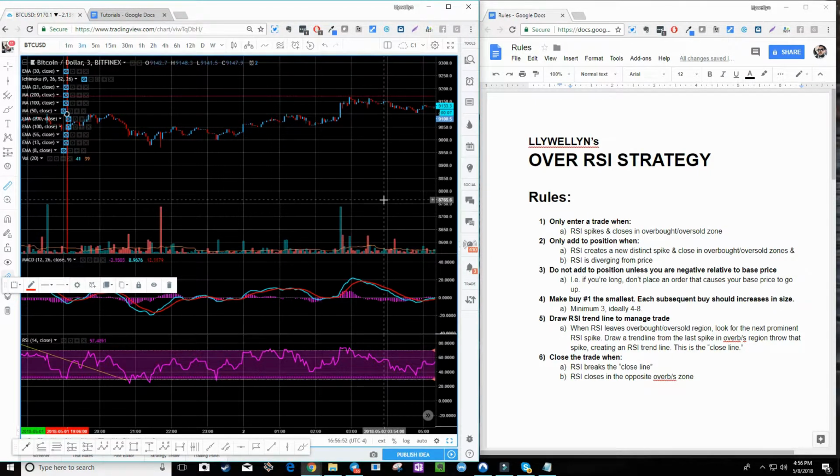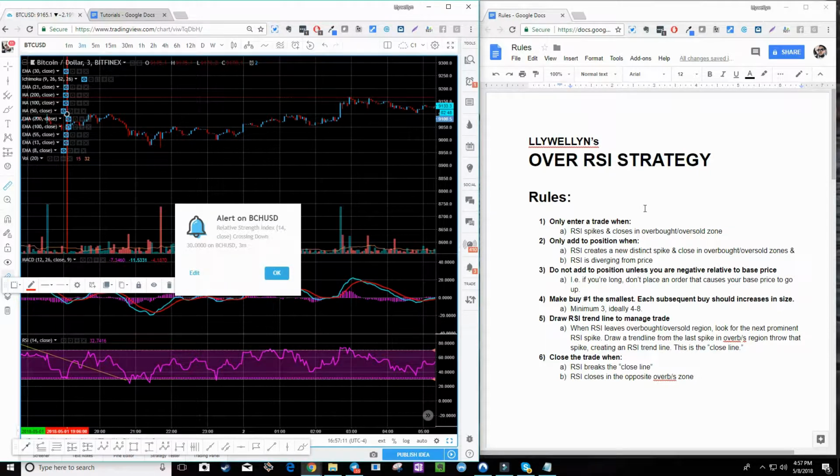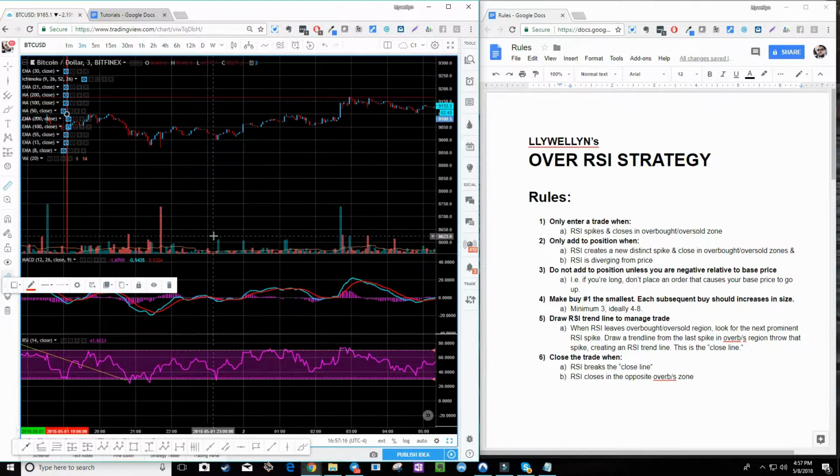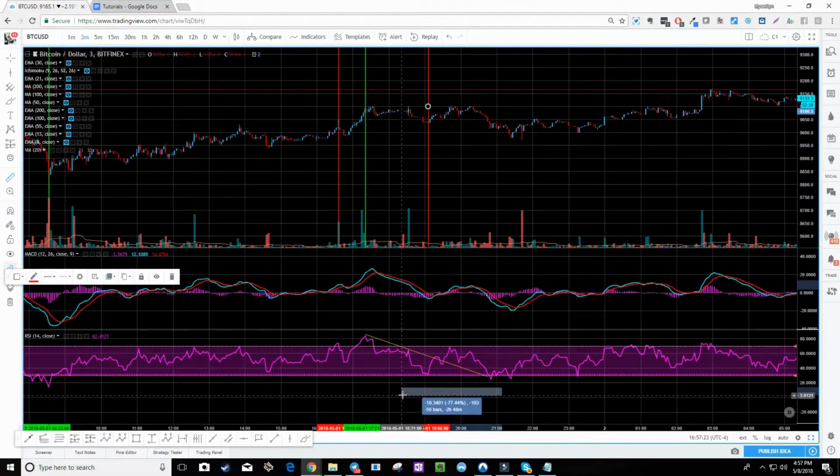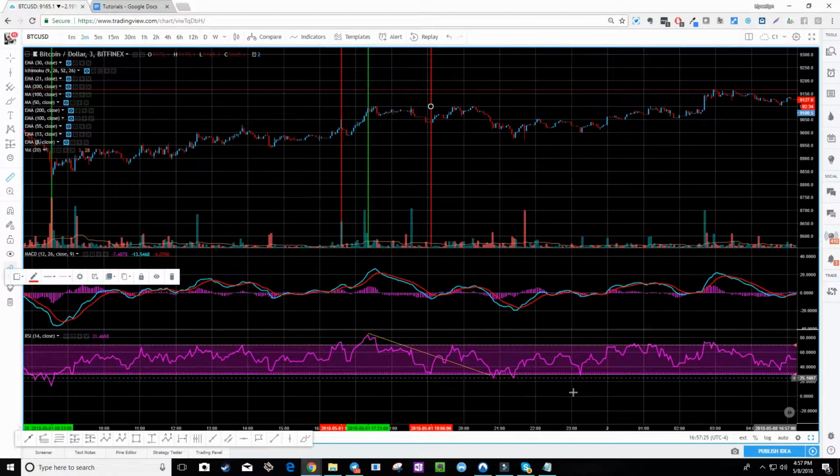The rule for adding to your position is RSI creates a new distinct spike and close in the overbought and oversold zones again. So essentially you're not adding to your position if it's between 70 and 30, you're only doing it in the overbought or oversold zones, especially if price is diverging from the indicators. So right here is a small example of that.